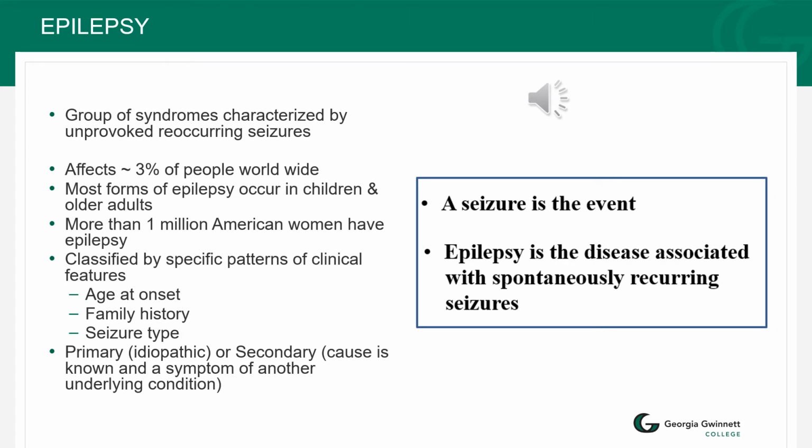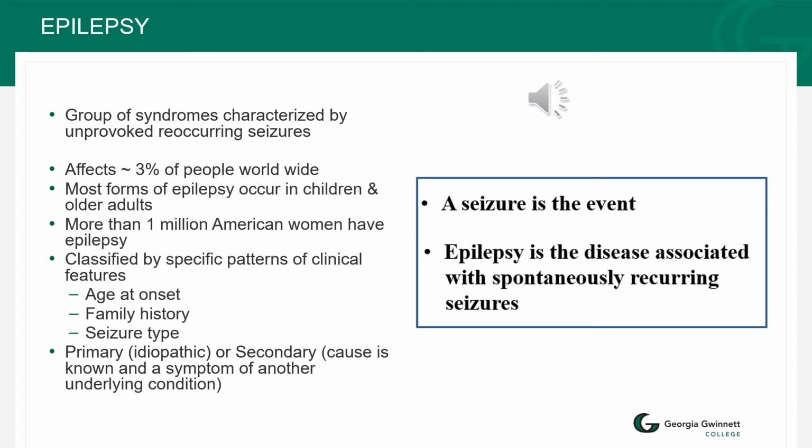Epilepsy is a group of syndromes characterized by unprovoked recurring seizures. It affects about 3% of the people worldwide. Your book will say that most forms of epilepsy occur in children and older adults, and that there are more than 1 million American women that have epilepsy. Epilepsy is classified by specific patterns of clinical features.